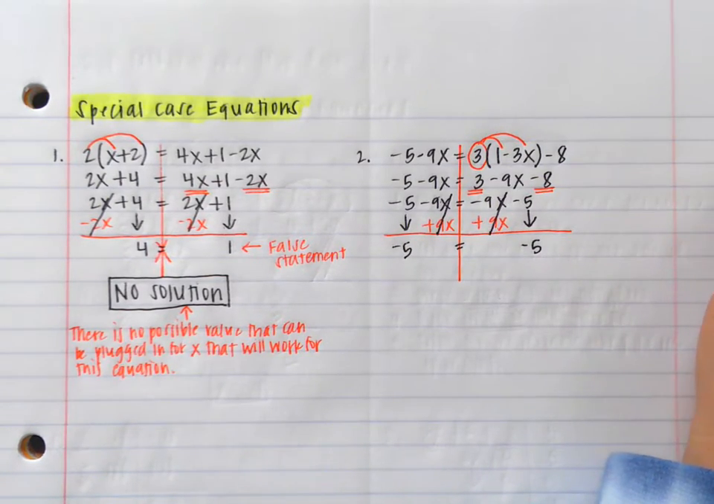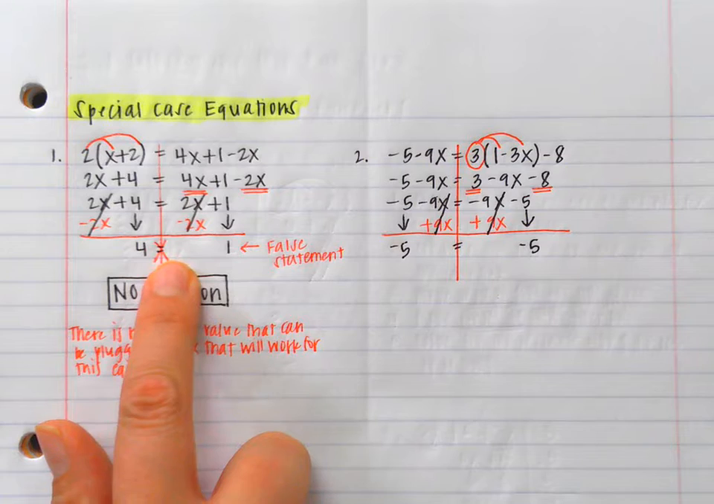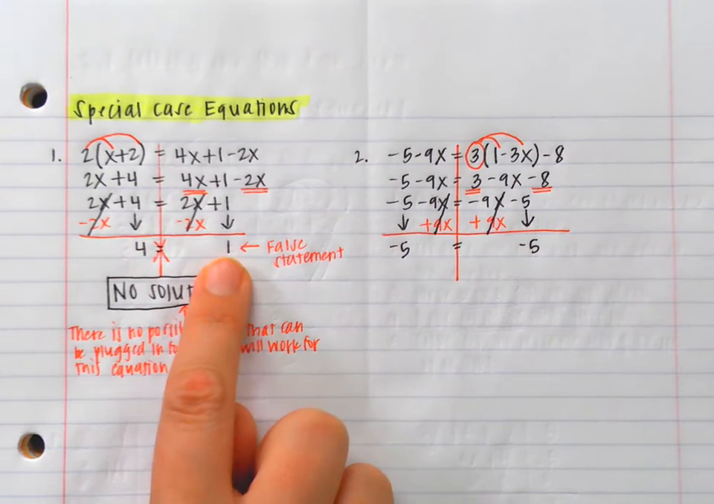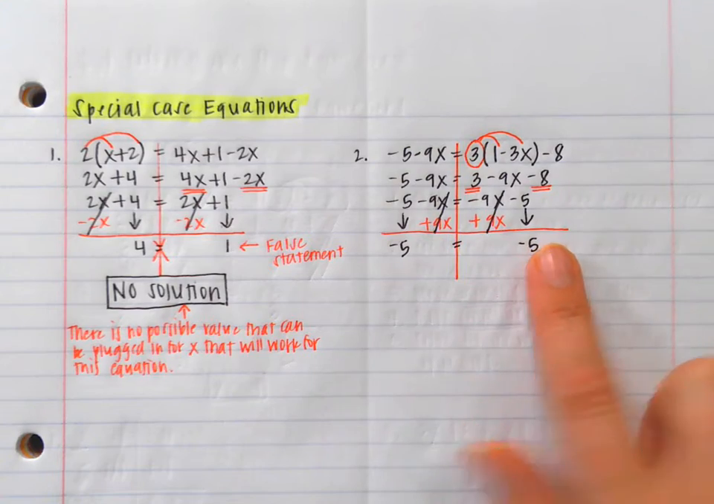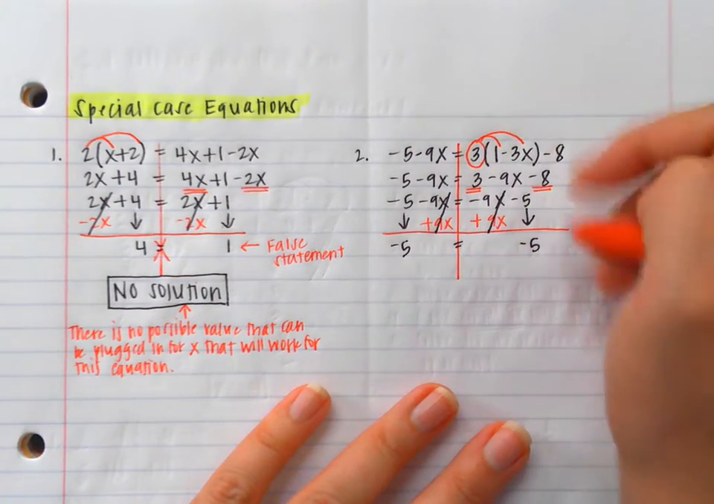Is that a false statement like we had over here? No. 4 doesn't equal 1. But negative 5 does equal negative 5. This is a true statement.